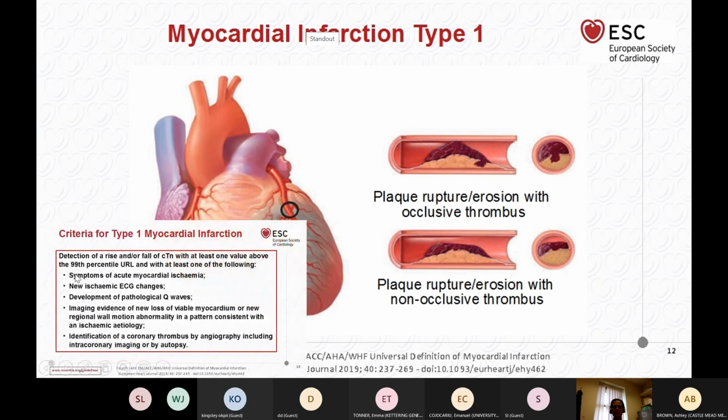And for it to fall into the type 1 myocardial infarction definition, we need not only the raised troponin, but also symptoms or ischemic ECG, or evidence from imaging of loss of function compatible with ischemic etiology, or coronary angiogram identifying the thrombus. So fairly obvious things, but that's what everybody agrees a type 1 myocardial infarction is. So raised troponin and something to tell you that a coronary artery has blocked due to a thrombus.